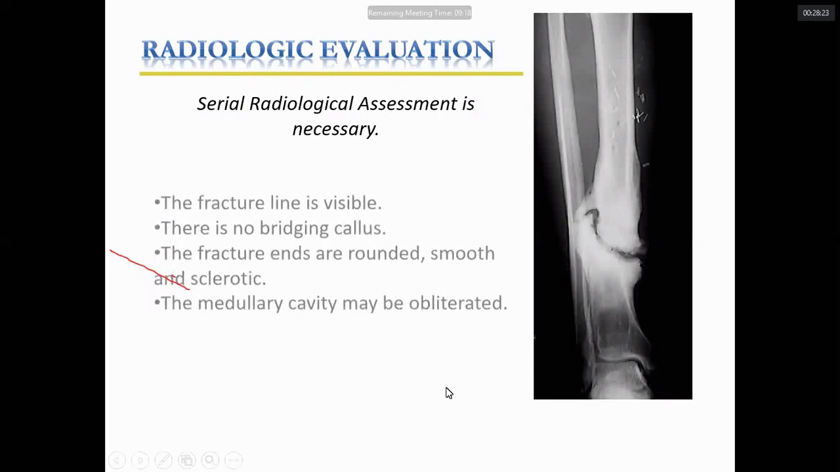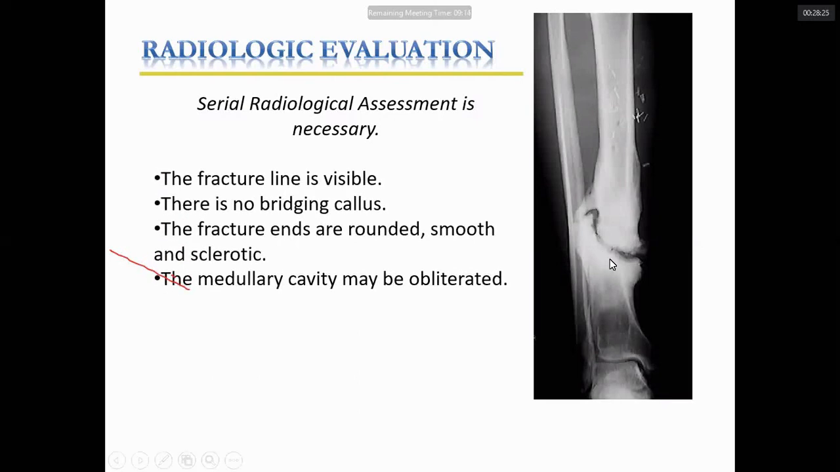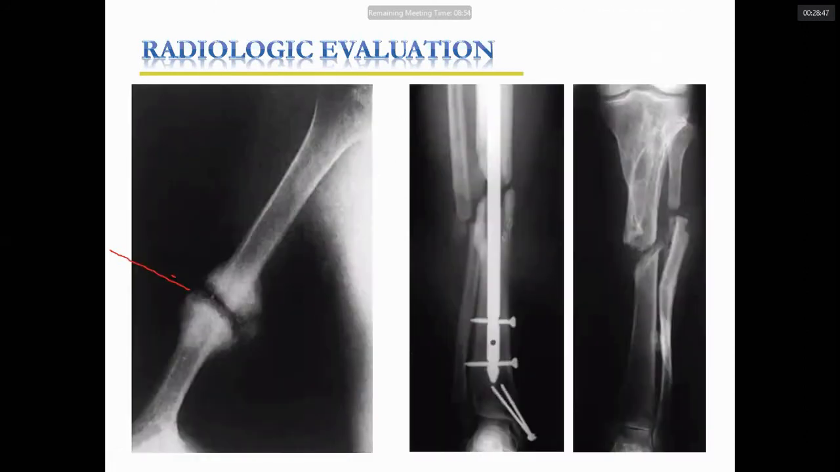So what are the features you see? The fracture line will be visible. There will be no or minimal callus. The ends of the fracture will be sclerotic, and there will be no medullary cavity. You can see there is no medullary canal here. There is medullary canal here, but no medullary canal here. The medullary canal is obliterated. The fracture ends are smooth, round, and sclerotic. So these are the radiological features of non-union. Examples of non-union of humerus, again fixed by nail, again non-union.